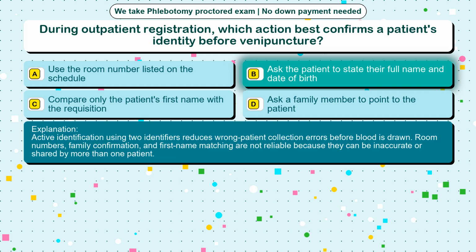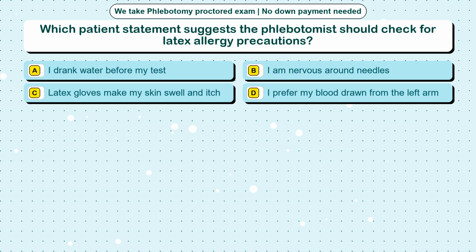Active identification using two identifiers reduces wrong patient collection errors before blood is drawn. Room numbers, family confirmation, and first name matching are not reliable because they can be inaccurate or shared by more than one patient. Question 83. Which patient statement suggests the phlebotomist should check for latex allergy precautions?